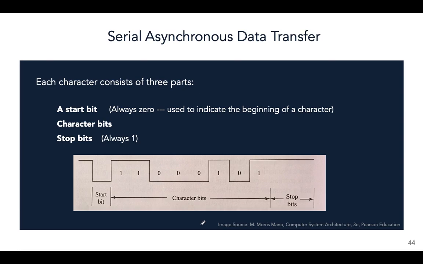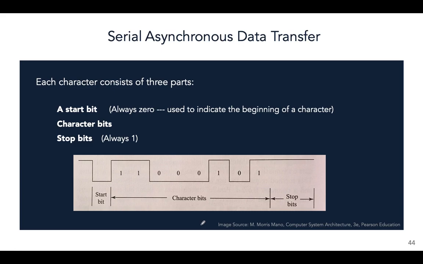Like we discussed in the previous video, most of the time the kind of data transfer occurring within a computer system is asynchronous, right? Because different units are controlled by different clocks. So the data transfer is not synchronous, but rather asynchronous.